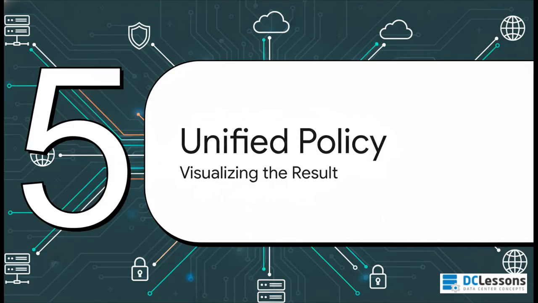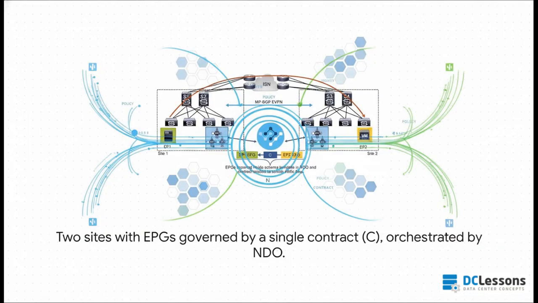So after all that clicking and configuring, what did we actually accomplish? What's the payoff? Let's take a look at the end result and see what this model really gives us. This diagram just says it all. We've got an endpoint, EP1, over in Site 1, and we've got another endpoint, EP2, all the way over in Site 2. They're in different EPGs, but because we're managing both of those EPGs from our single NDO schema, we can create one contract, C, that lives between them. NDO then does all the heavy lifting in the background to let EP1 and EP2 talk to each other securely, as if they were plugged into the same switch in the same room.